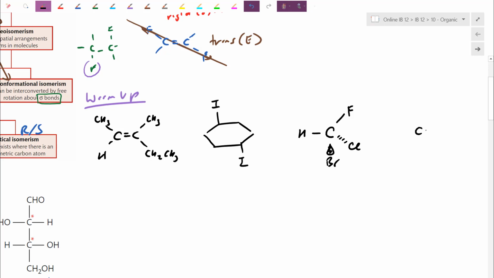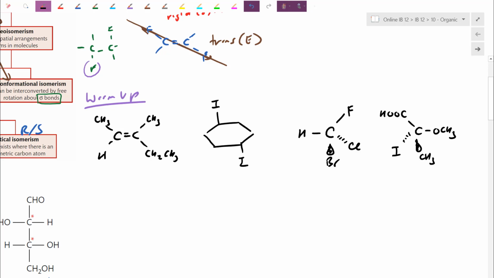So carbon, let's put a, sorry, it can't be a double bond. Let's go a single bond OCH3. Let's put a Cu group. Let's go down to an iodine, and let's go forward to a methyl group.